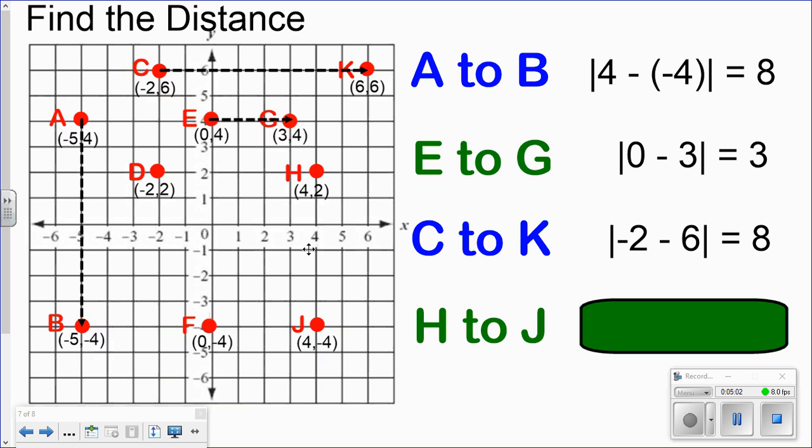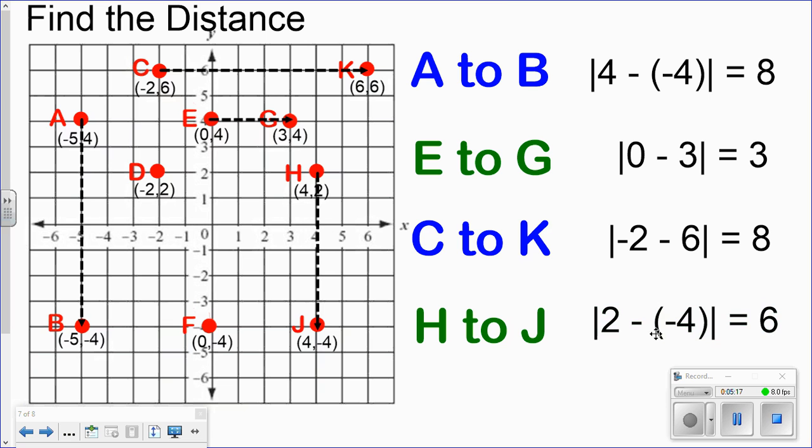From H to J, we're going down here. So now again, we have to look at the y values. We can count the boxes. 1, 2, 3, 4, 5, 6. Or we can say 2 minus a negative 4. 2 minus a negative 4 is 6.